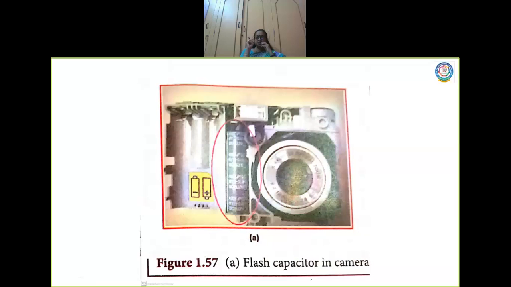Now when the button is clicked, you require a very high energy that is supplied by the capacitor which is there in the camera. So this capacitor is called a flash capacitor. Now this is the flash capacitor. Apart from the battery, you have this capacitor which is fixed, which produces instant energy. So that energy which is from DC will not give the energy required for flash. So you need to have more energy that is given by the flash capacitor. So this is used in cameras.